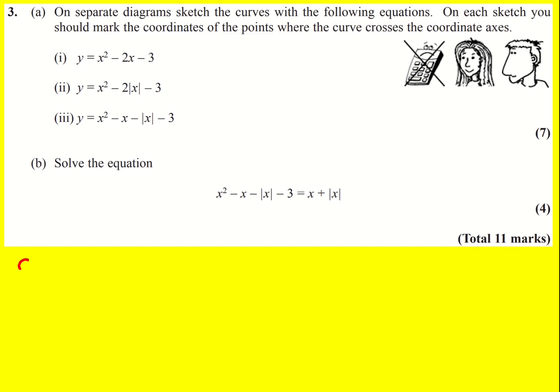We're asked to sketch some equations here, and you can see it starts kind of nice with just a quadratic, and then we get some modulus in there as well, which actually is even better. So let's look at part one. The aim is always to factorize. It's going to be x minus 3, x plus 1, with roots at 3 and minus 1. We're asked to include them on the sketches.